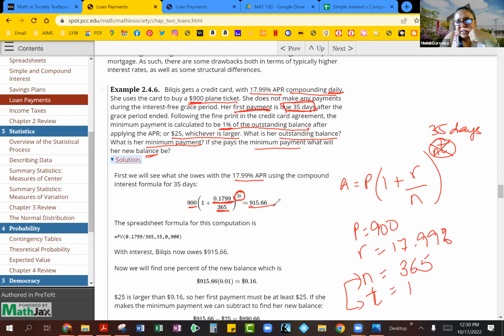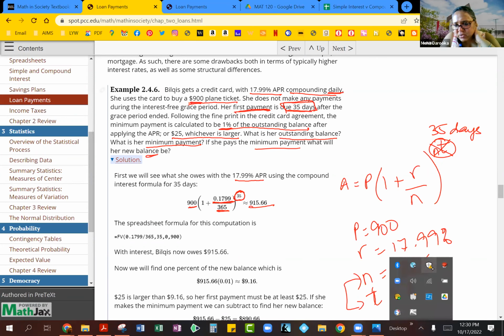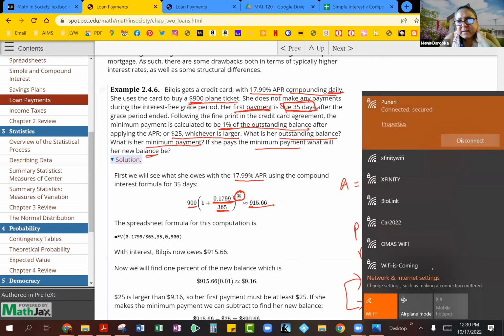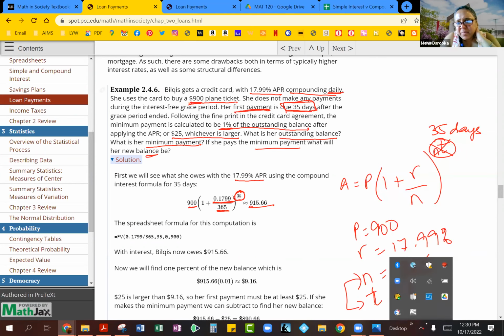Am I still frozen? I am not sure why it's doing that. Let me check my internet over here, guys. I thought it looked okay. It's showing me full strength. I'm not sure what's going on. I apologize for that.